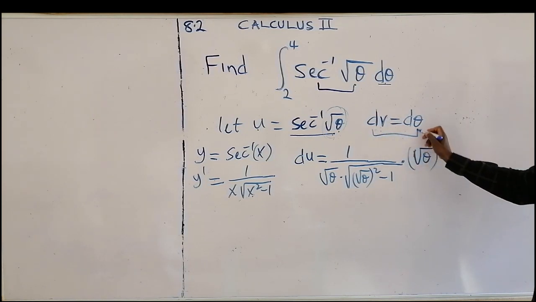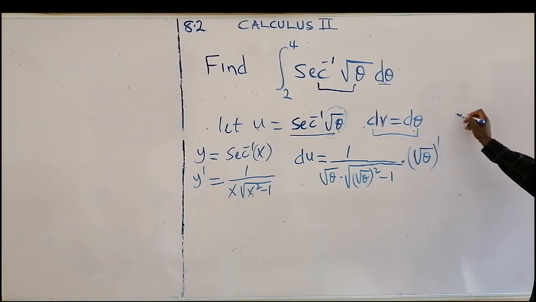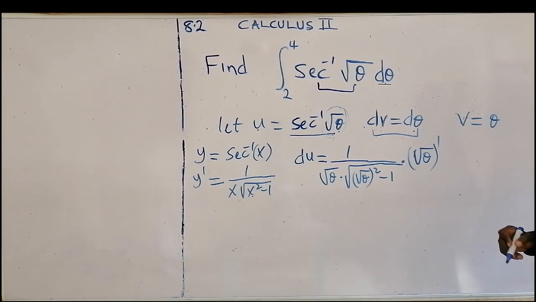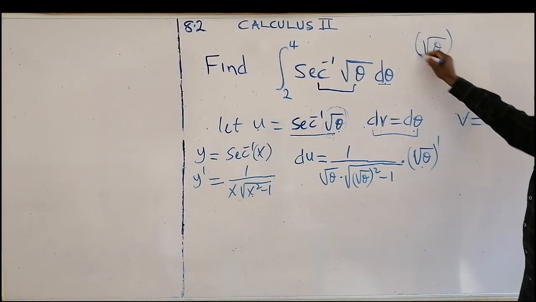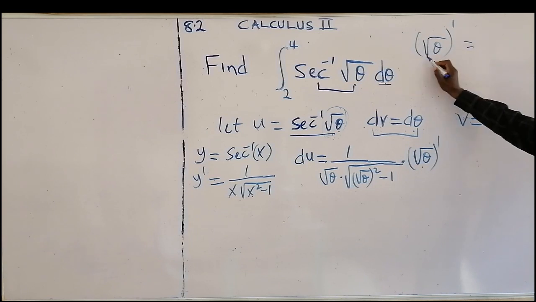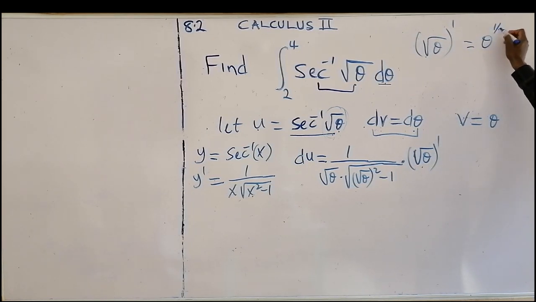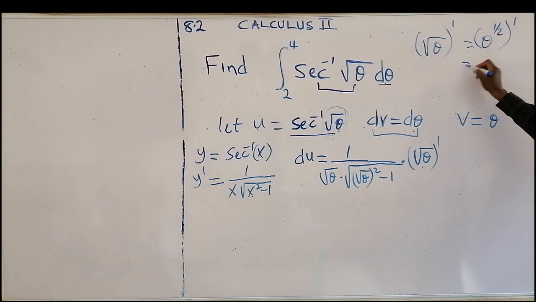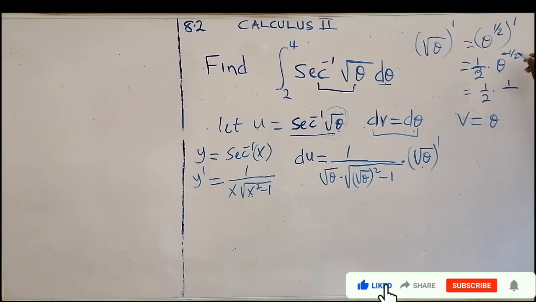Then for this one, integrate this. So v is equal to theta. If you differentiate the inner function, the first thing you have to do is to remove the square root, and that will be theta to the power half. Differentiating that, the half will go to the front, 1 over 2, times theta to the power half minus 1, that's minus half. So we have 1 over 2 times theta to the power minus half, which is 1 over the square root of theta.